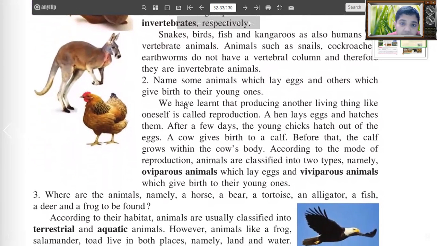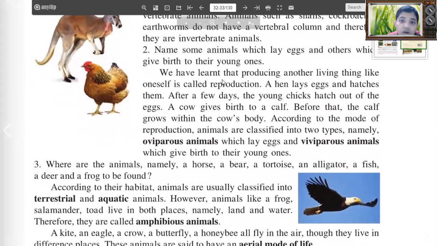We have learned that producing another living thing like oneself is called reproduction. A hen lays eggs and hatches them. After a few days, the young chicks hatch out of the eggs. A cow gives birth to a calf. Before that, the calf grows within the cow's body. According to the mode of reproduction, animals are classified into two types, namely oviparous, which lay eggs, and viviparous, which give birth to their young ones.